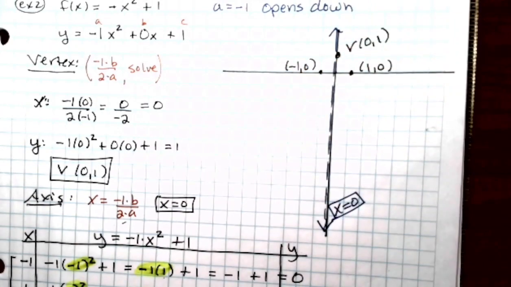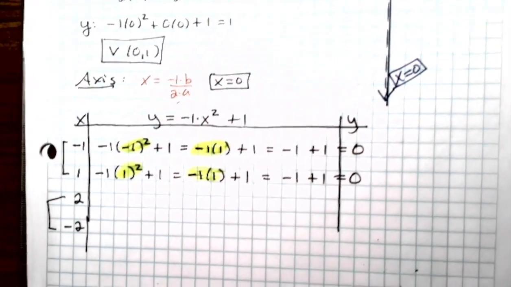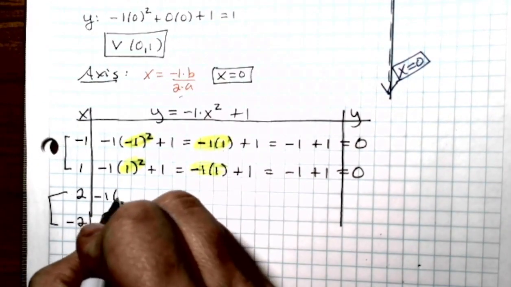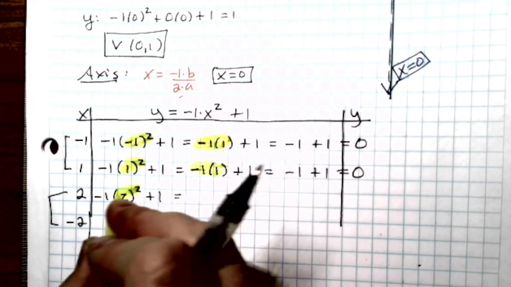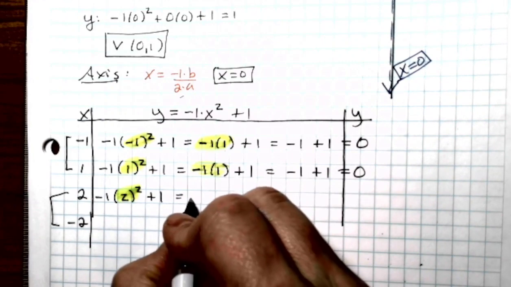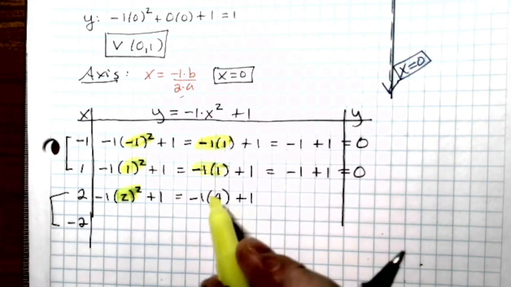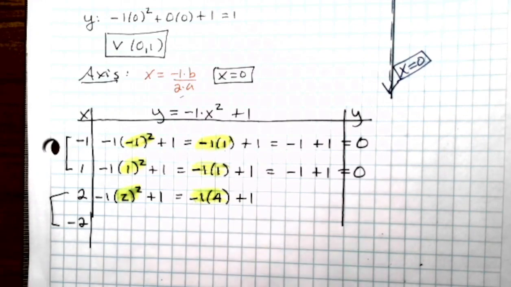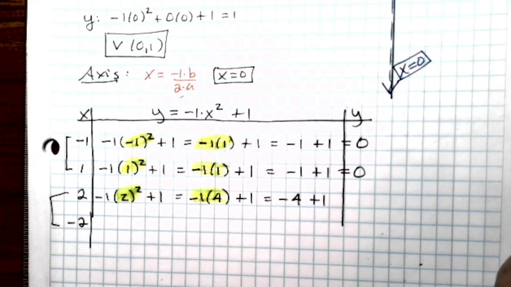And yes, it looks like our points are going in the correct direction. All right, let's do the 2's. Here we go. Negative 1 times 2 squared plus 1. Do the power first. 2 times 2 is 4. So I have negative 1 times 4 plus 1. Now we multiply. Negative 1 times 4 is negative 4. And negative 4 plus 1 is negative 3.